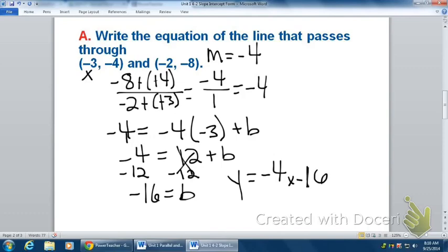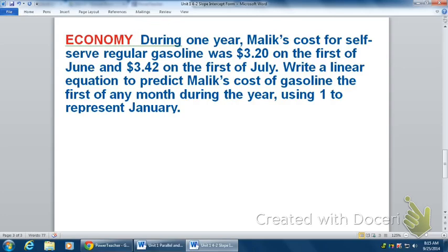Okay? Any questions? During 1 year, Malik's cost for self-serve regular gasoline was $3.20 on the 1st of June and $3.42 on the 1st of July. Write a linear equation to predict Malik's cost of gasoline the first of any month during the year, using 1 to represent January. What does that last sentence mean, using 1 to represent January?